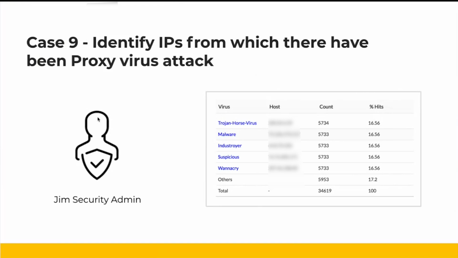So let's take a use case. Jim has been assigned a task to find if there have been any proxy virus attacks in the system, and if so, they want to find the source of these attacks. So let us take a look at how Jim identifies proxy virus attacks using Firewall Analyzer.